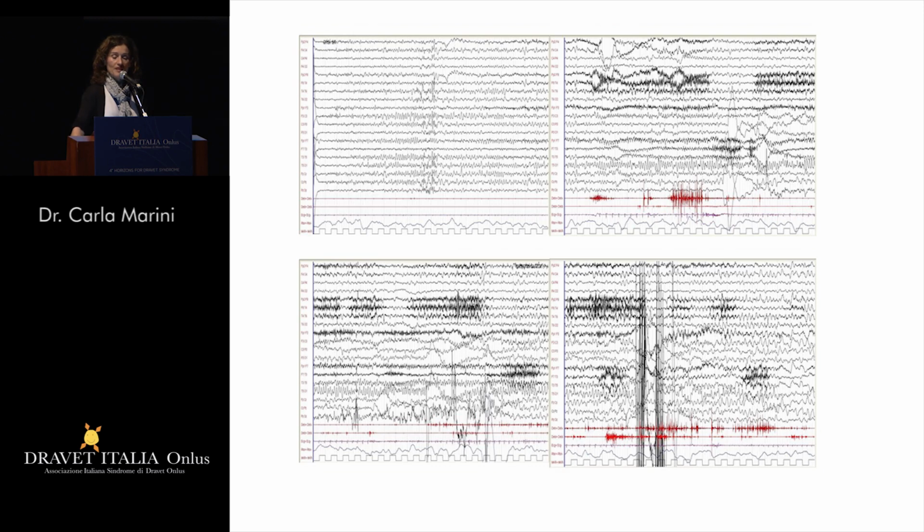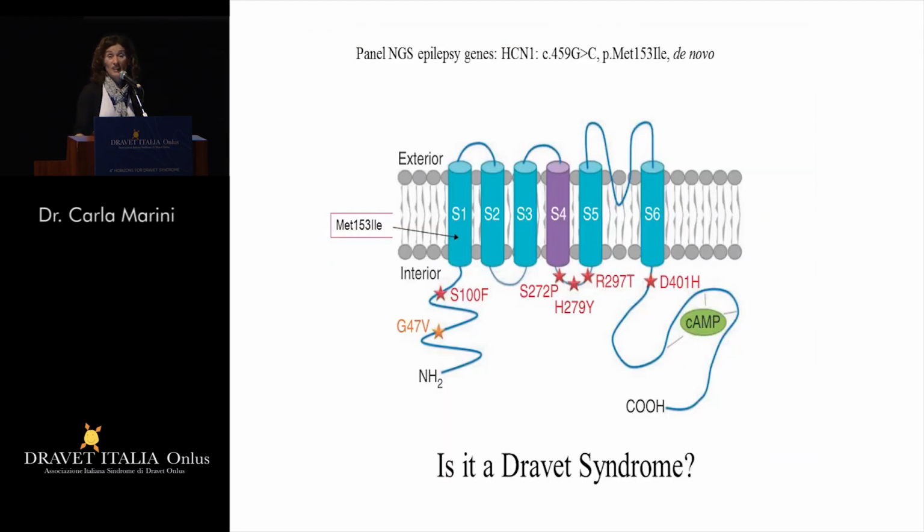So Emma, this is the EEG. We recorded several focal seizures when she was admitted because of these febrile illnesses. So does she have Dravet syndrome? Could we classify it so? The exome sequencing showed an HCN1 mutation. This is an interesting gene, a potassium channel gene, with this mutation that was de novo and was thought to be causative of the phenotype.